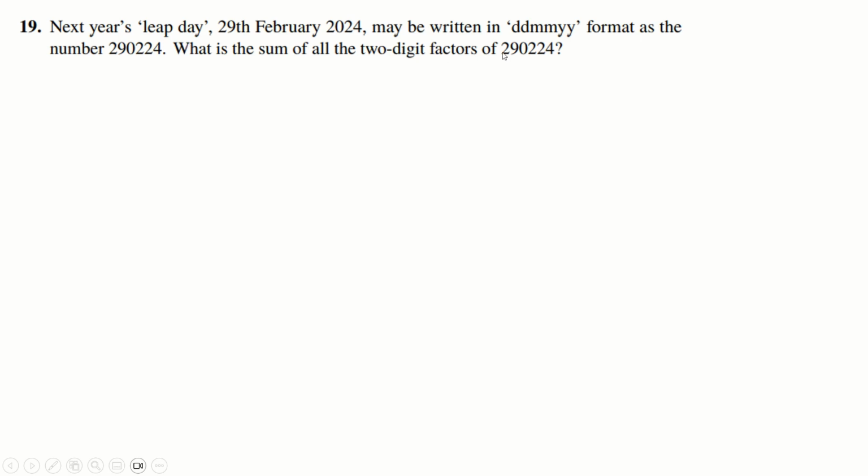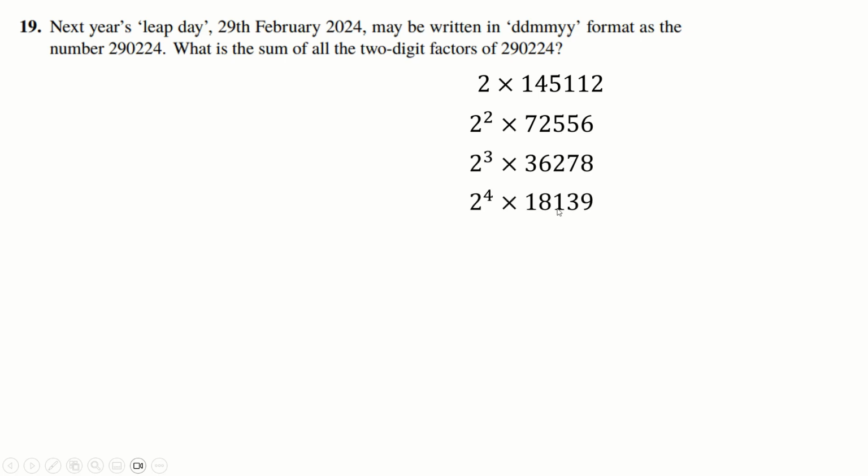Anyway, 29th of February 2024 is this. What's the sum of 2-digit factors? Now, this is a number theory question, so you're going to find the prime factorization of this. I'm just doing bus stops in my head here. It's 2 times this, which is 2. You divide this by 2, you get this. Divide by 2 again, you get this. Divide by 2 again, you get this. Now, this doesn't divide by 2, obviously. It doesn't divide by 3 either because the digit sum isn't a multiple of 3.